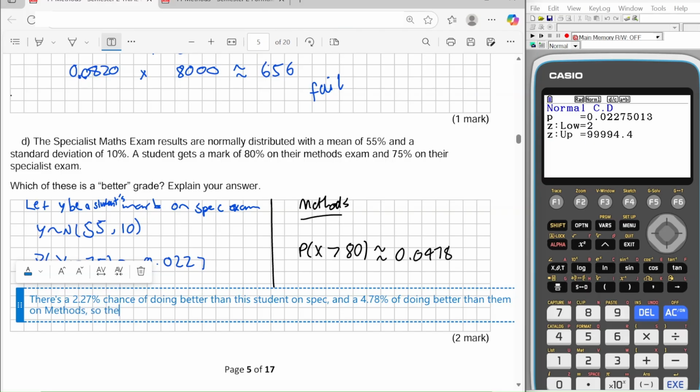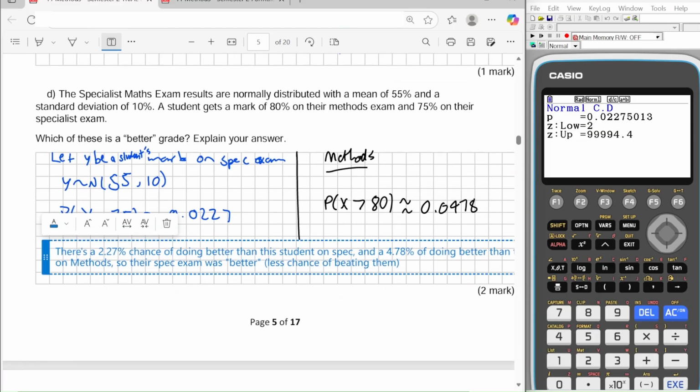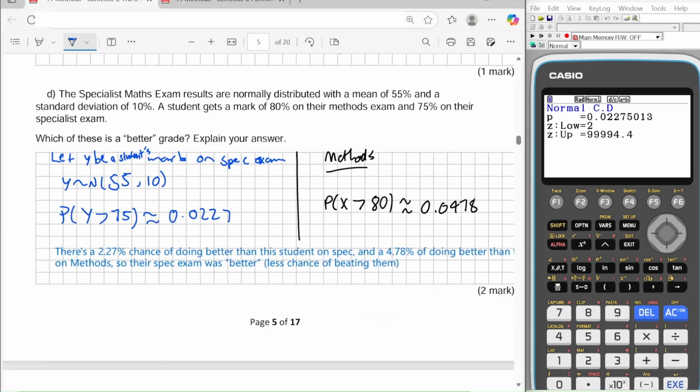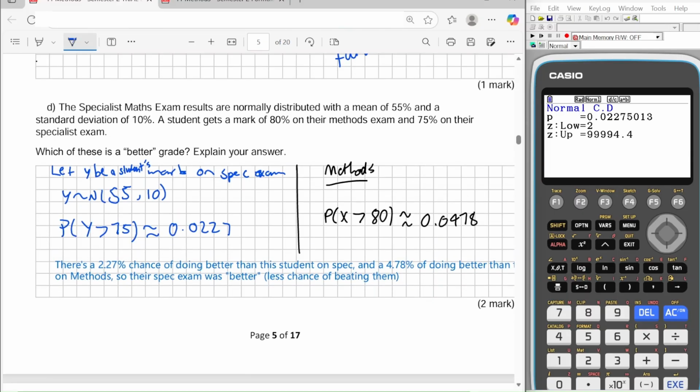So their spec exam was better, less chance of beating them, essentially. So the student only had 2% of all exam takers do better than them, so that's better. They're in like the top 98% versus the top 96%, if you want to think of it like that.